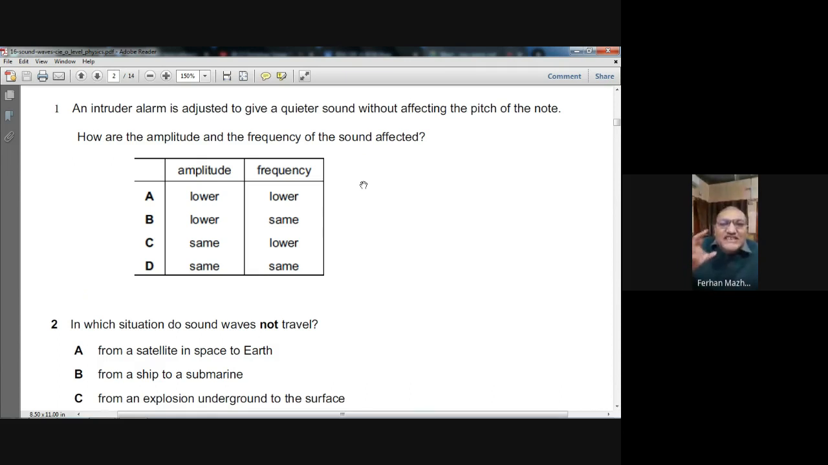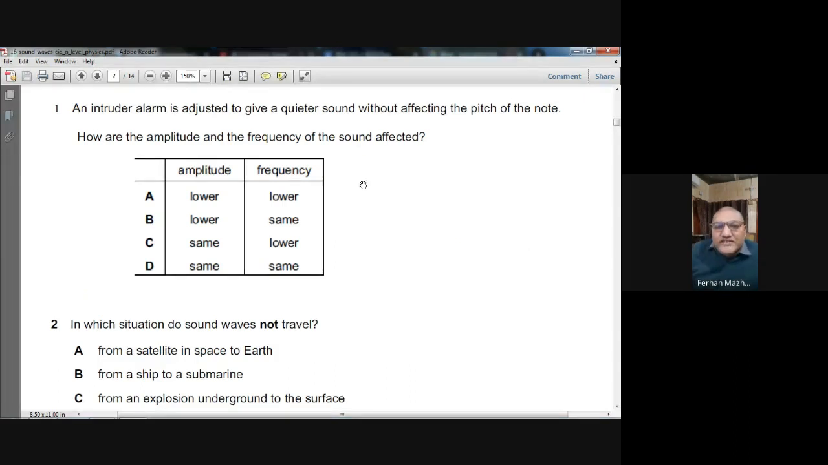If the loudness is decreased, you actually lower the amplitude. And when there is no change in the pitch, it means there is no change in the frequency. When you lower the volume, the amplitude decreases. When you make the volume higher, the amplitude of the sound wave increases. So the pitch is unaffected, which means the frequency will not change.